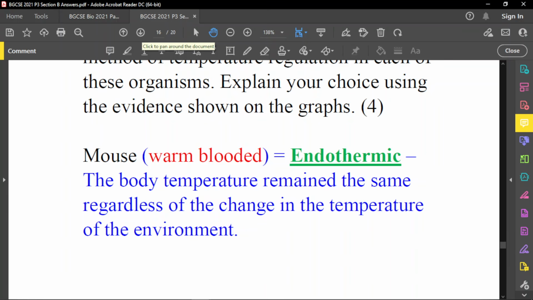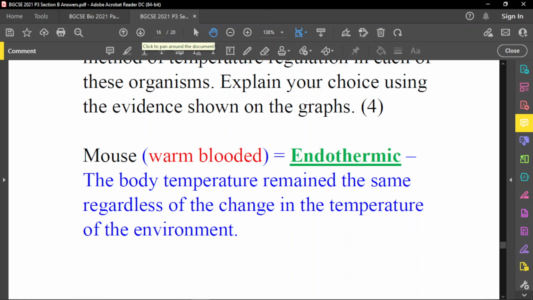So here, the mouse is warm-blooded. How do we know it is warm-blooded? Simply because the temperature remains the same. The answer is not just "warm-blooded"; I'm just describing the mouse. The method of temperature control here is endothermic. The organism is endothermic, all right?